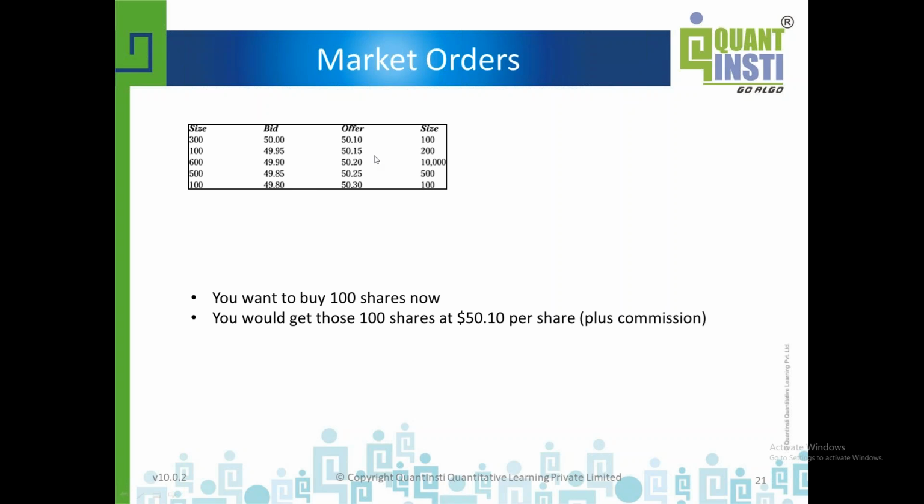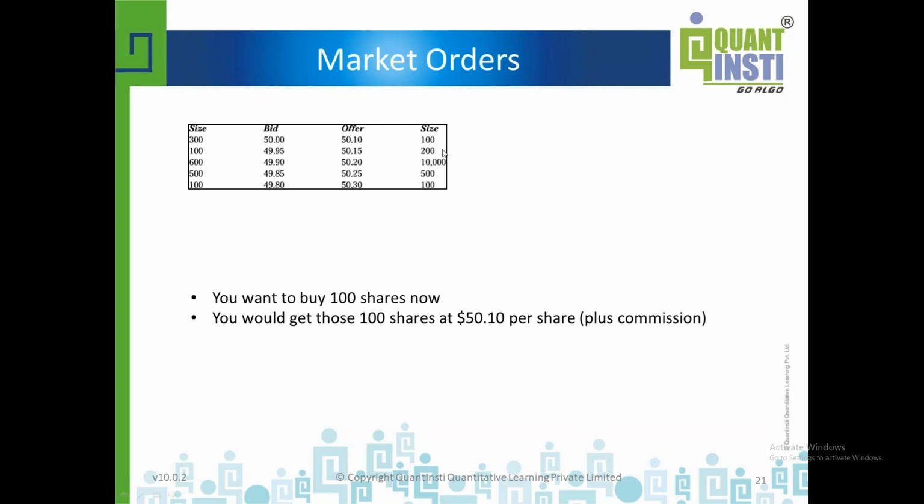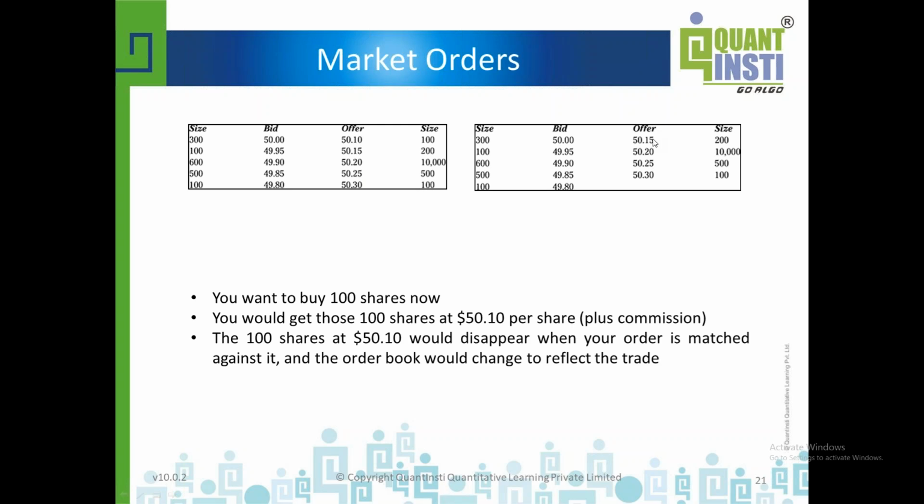So if this is the order book and you want to buy 100 shares now, you would get those 100 shares at 50.1, right? And then you remove liquidity at 50.1, and the order book will shift to this. The offers would move: 50.1 is removed, and 50.15 would now be the best offer. Is this clear?